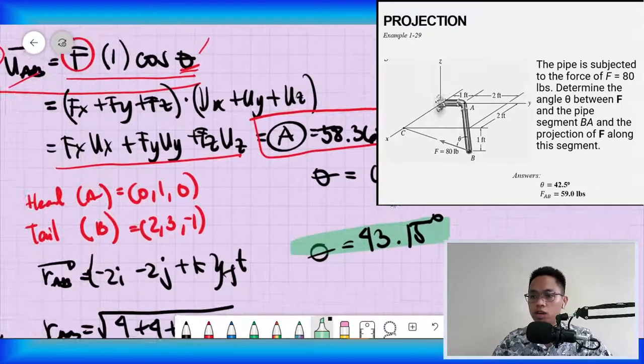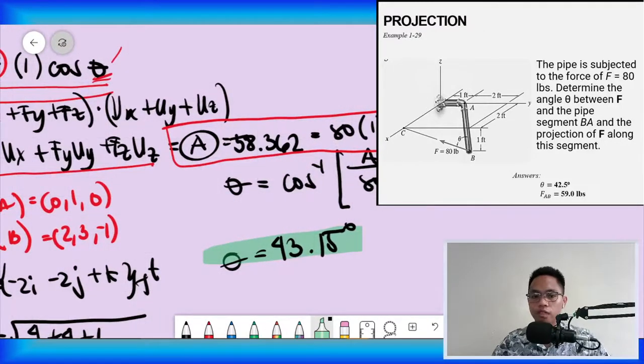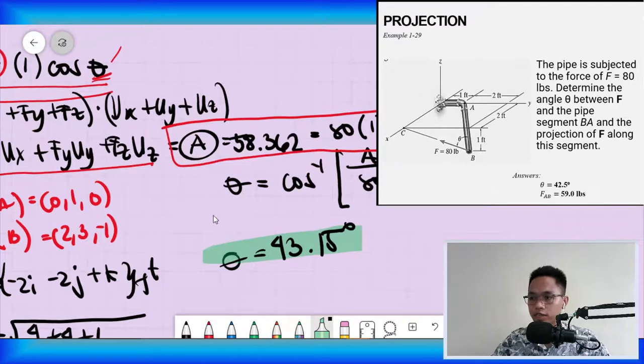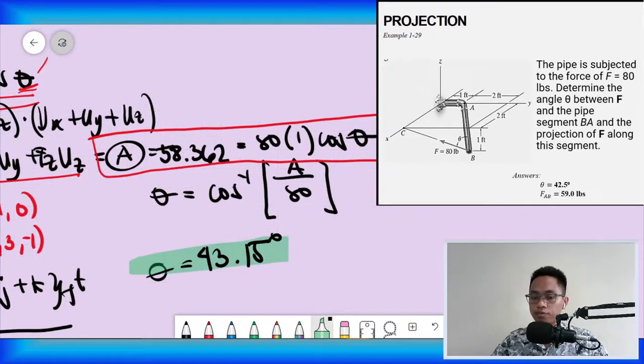You can just make this your study time. You compare my solution and then you solve. Let's just arrive at the same answer. So the answer is attached. That's 42.5 for the degrees, and the component is 59 pounds. Now, you just check as part of your practice for preparation for your second quiz.